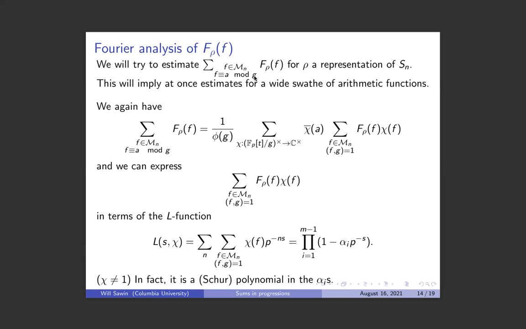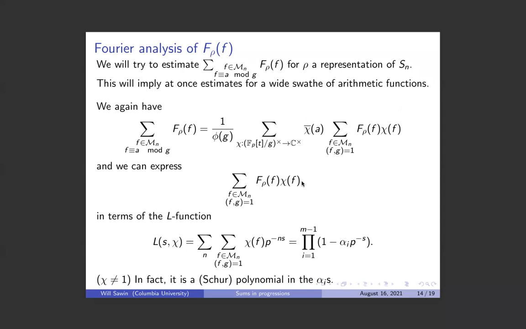And the first step we're going to try is to write this as an average over characters of the sum of f rho against the character chi times chi conjugate of our residue class A. We can do this again using the Fourier inversion formula. And then we want to express this sum of f rho against chi in terms of the L function.